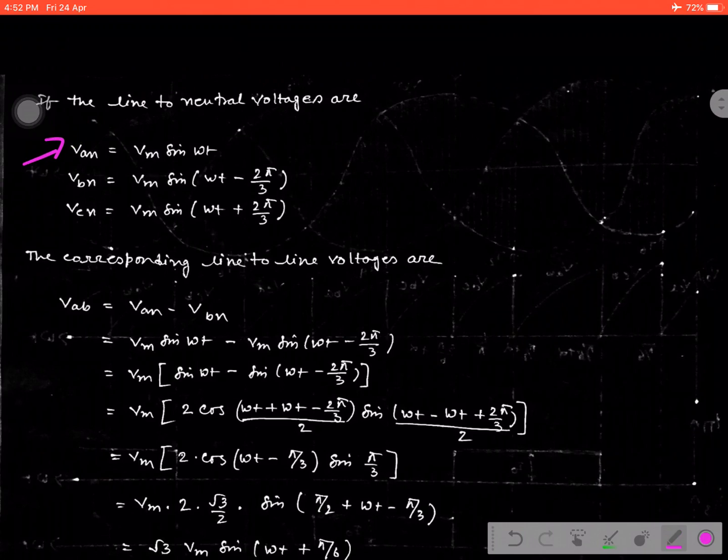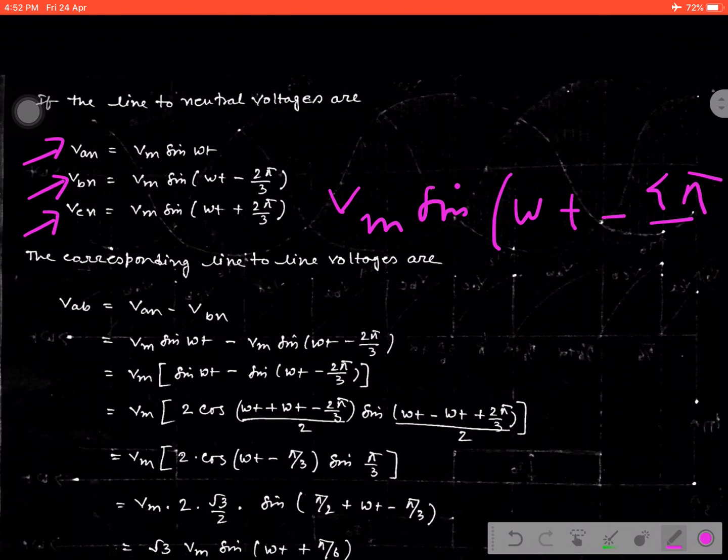VBN is 120 degrees apart from the first phase, that is why Vm sin omega t minus 2 pi by 3, and the phase 3 voltage is equal to Vm sin omega t plus 2 pi by 3. It can be written as Vm sin omega t minus 4 pi by 3 also, right? Minus 4 pi by 3 or plus 2 pi by 3, both are actually the same thing.